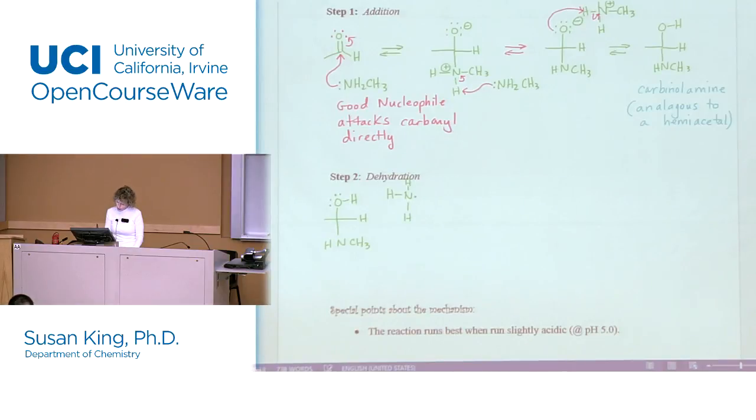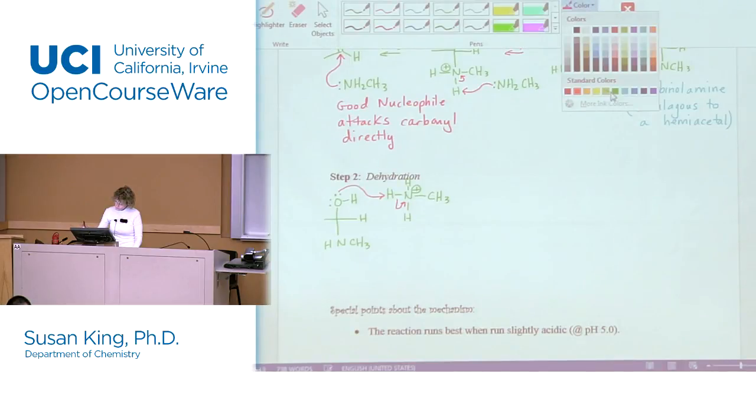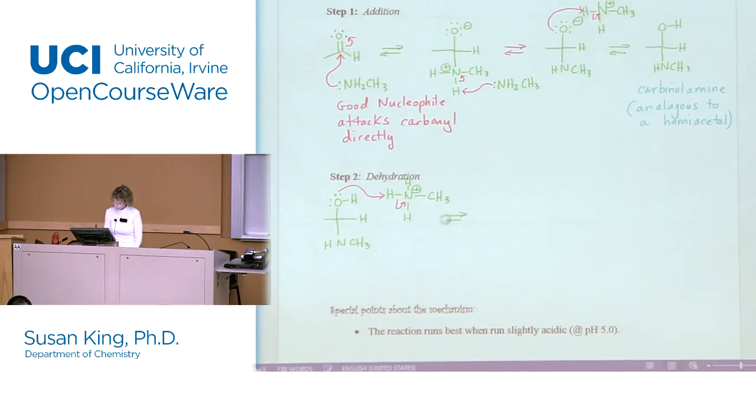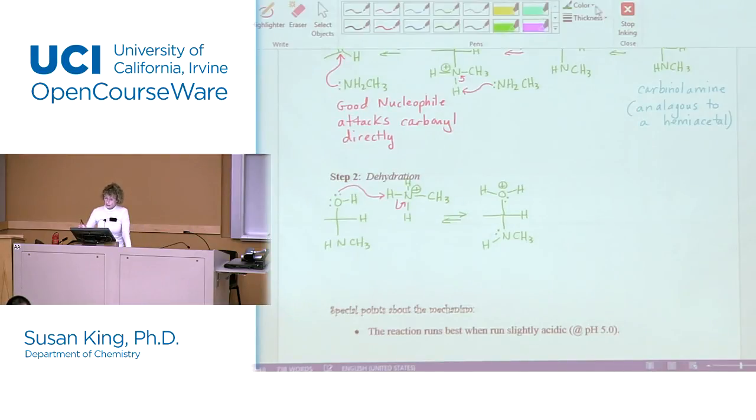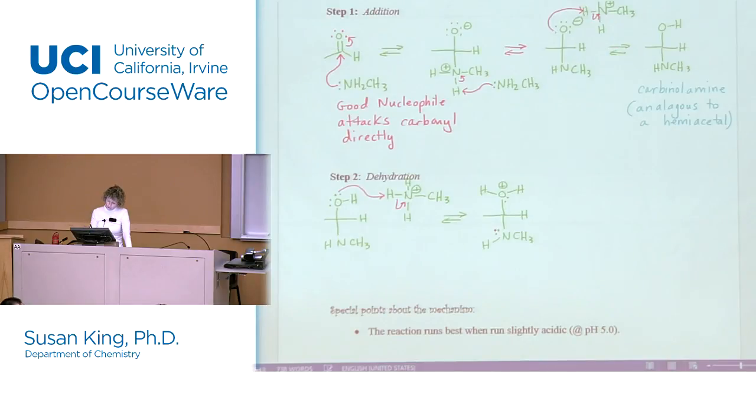And this is the whole reason why we have acid in this reaction, slightly acidic conditions, is because we really want to protonate this leaving group before it leaves. All right, and then what's going to happen is the lone pairs of nitrogen are going to come down, and we're going to kick off our leaving group.